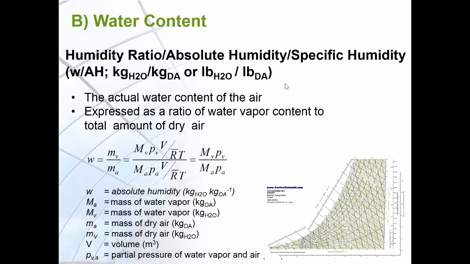The humidity ratio of the air is actually the actual water content of the air, and it is expressed as the ratio of the mass of water vapor to the total amount of dry air in that mixture. By using the ideal gas equation of state, we can also derive different forms of equations to represent humidity ratio.